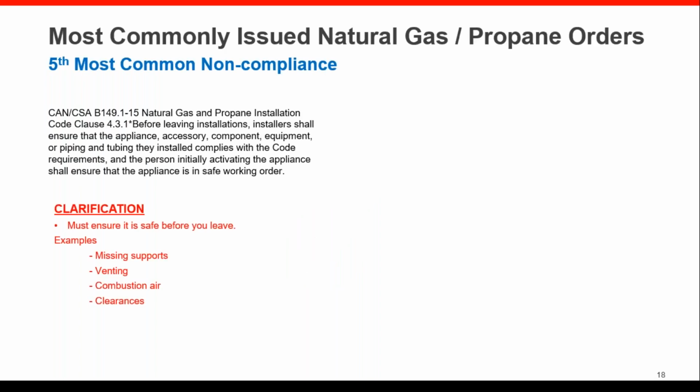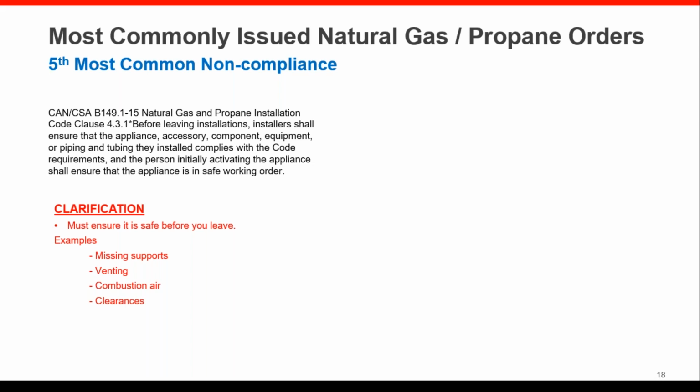So our fifth most common has to do with, before you're leaving installations, installers shall ensure that the appliance, accessory, component, or equipment, piping or tubing they install complies with the code, and that the person initially activating the appliance shall ensure that the appliance is in safe working order. There are no exceptions here. You must ensure that it's safe before you leave.